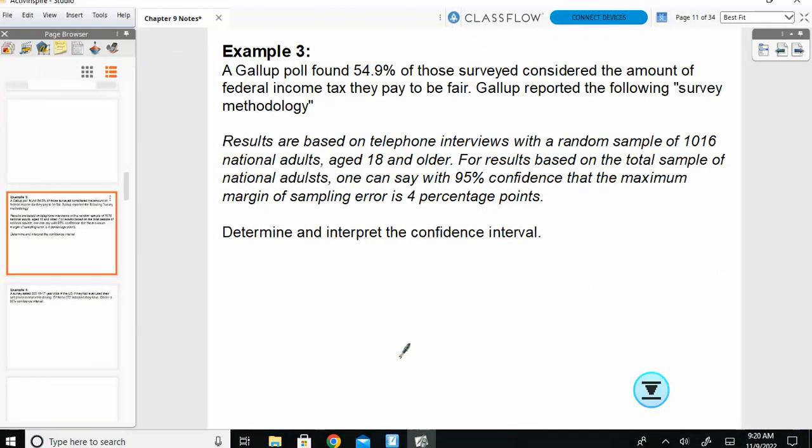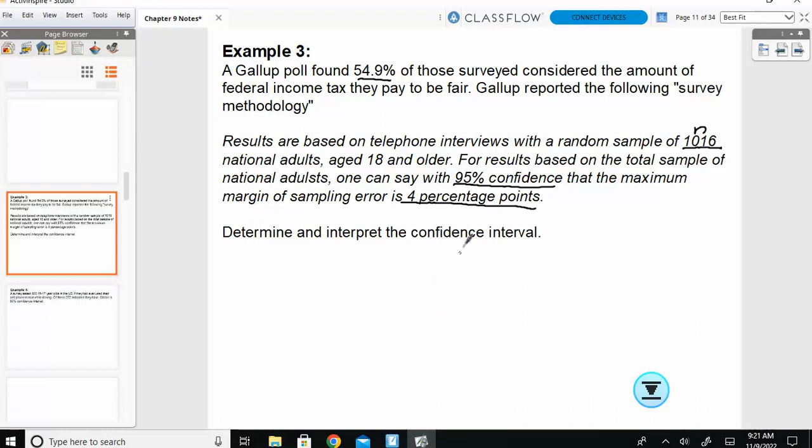So the next example, I've given you a lot more information here. A Gallup poll found 54.9% of those surveyed considered the amount of federal income tax they pay to be fair. Gallup reported the following survey methodology. Results are based on telephone interviews with a random sample of 1,016. What's that going to be? That's our n. National adults aged 18 or older. For results based on the total sample of national adults, one can say with 95% confidence that the maximum margin of sampling error is 4 percentage points.